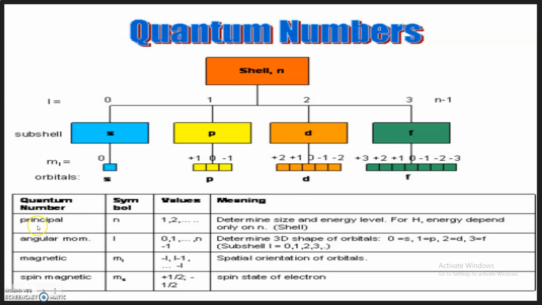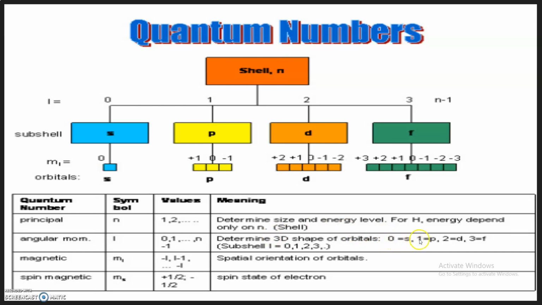Okay. Now, the principal quantum number is designated by the symbol n. Values can be 1, 2, 3, 4, and so on. It helps us to determine the size and energy levels. For hydrogen, energy depends only on n. And the angular momentum or azimuthal quantum number is designated by L. It can have the possible values of 0 to n-1, as we know, and it determines the 3D shape of the orbital.